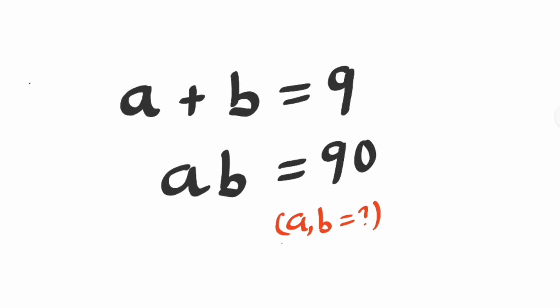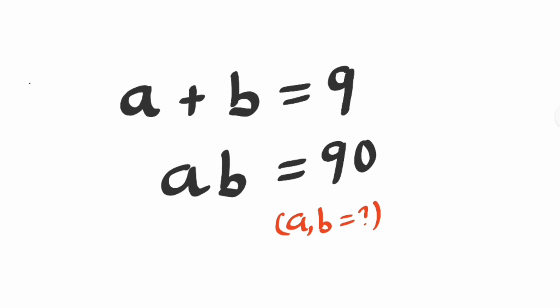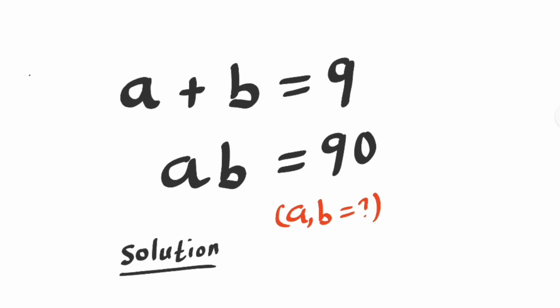Hello, let us solve for a and b in this equation. A plus b is equal to 9, then ab is equal to 90. Solution. A plus b is equal to 9. Let us call this equation 1. Then ab is equal to 90. Let us call this equation 2.